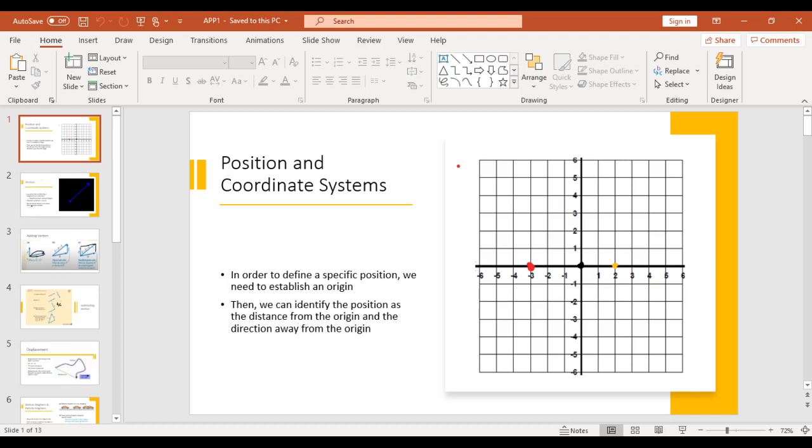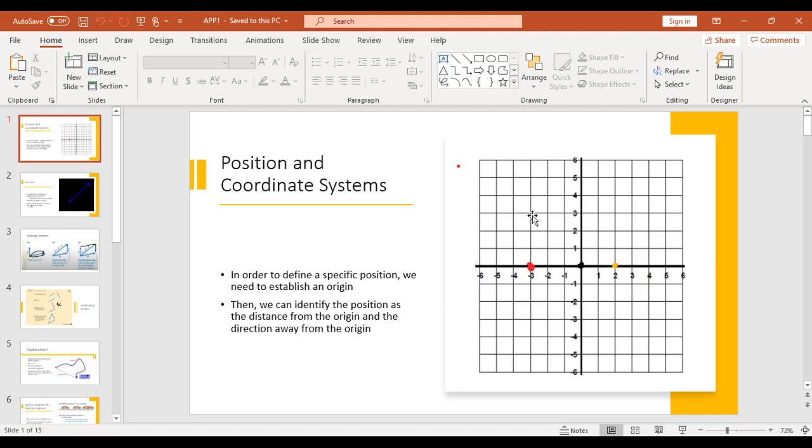In order to define a specific point, we need to establish an origin. Now, as you can see here to the right, you have, of course, the coordinate system with three dots, red, black, and yellow, right? So the black dot is at the origin, or what we call 0, 0, right? So after we establish this origin, then we can identify the position as the distance from the origin and the direction away from the origin. So what does that mean?